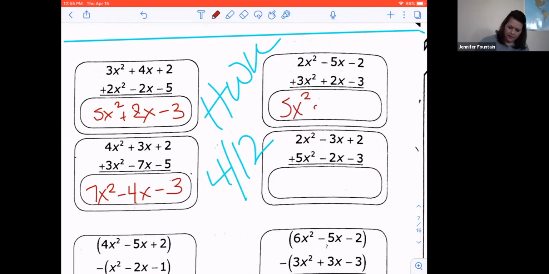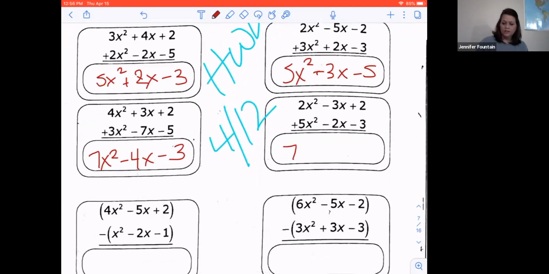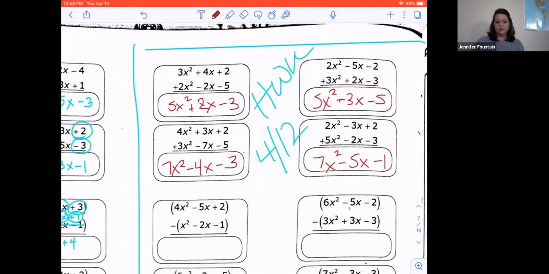5x squared minus 3x. Now this one, negative 2 plus a negative 3 is a negative 5. 2x plus 5x is 7x. Negative 3x plus a negative 2x, I forgot my squared, is negative 5x. And 2 plus a negative 3 is a negative 1. Okay, so those were my addition ones.